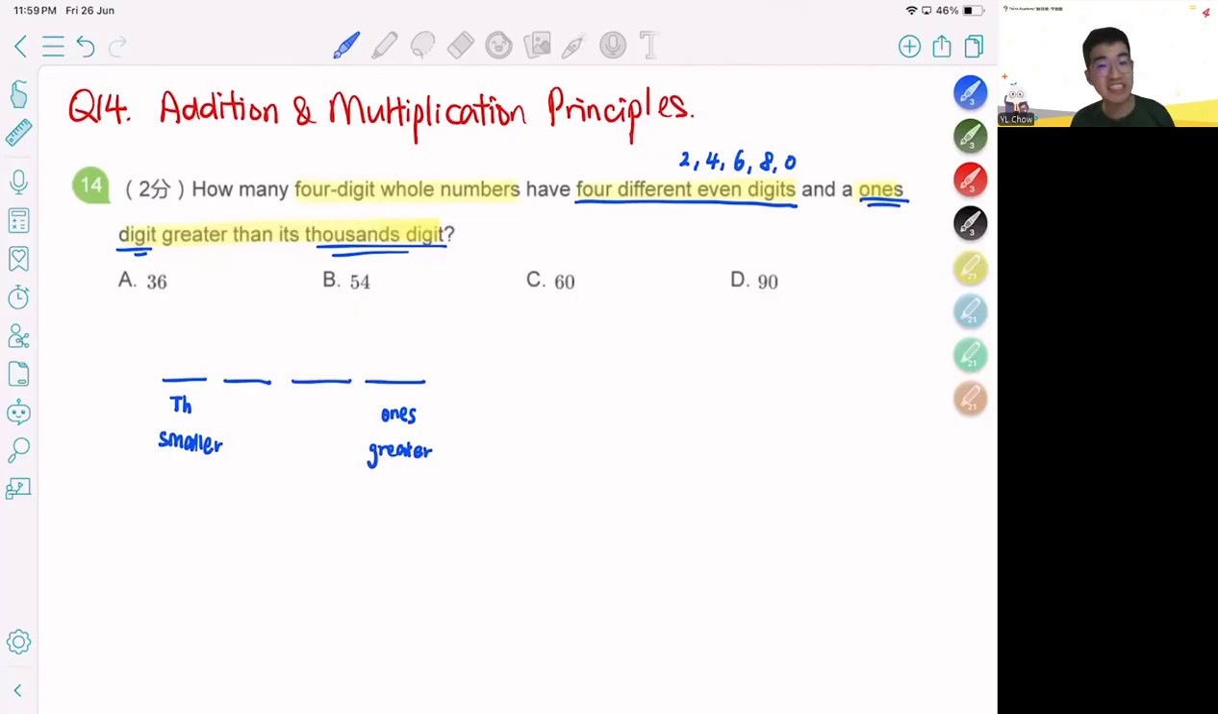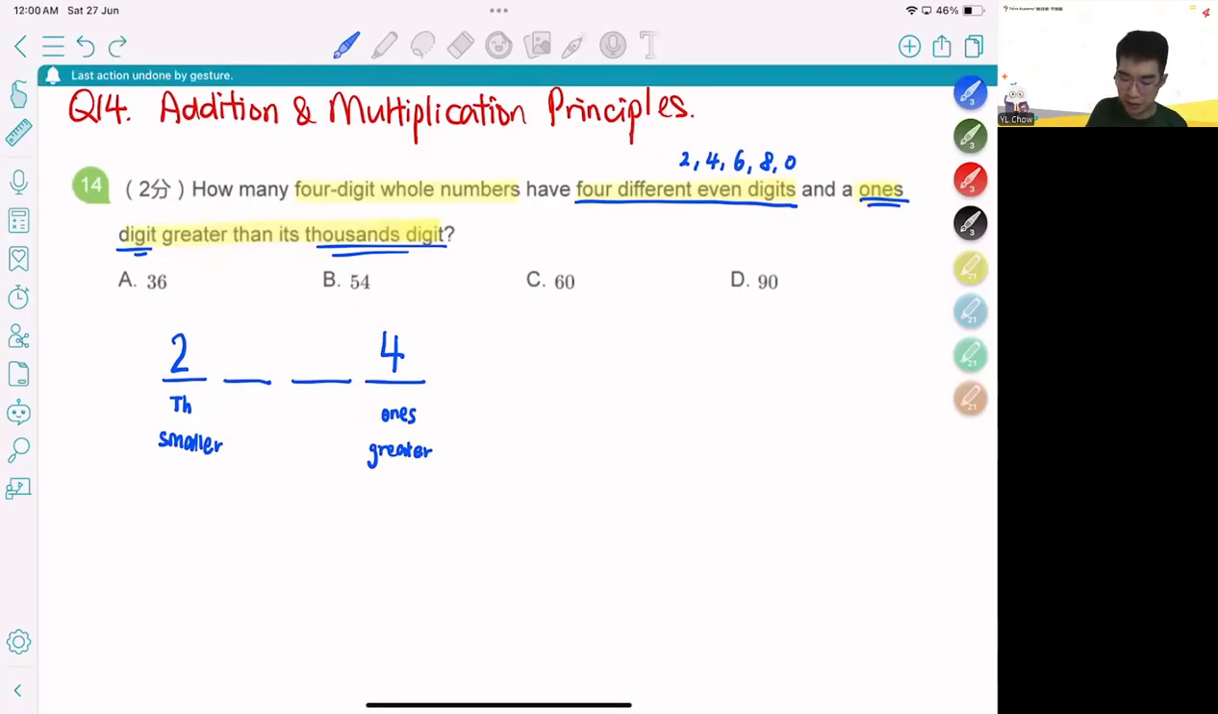Right, we can think in terms of cases. Let's say I put 2 as the thousands digit. Now, 2 has to be smaller, right? The thousands digit is smaller. So we need to choose a greater ones digit. That means maybe I can put 4 here, right? 2 as the thousands, 4 as the ones. For the remaining two digits in the middle, as long as they are even, as long as they don't repeat, I'm actually fine. I can arrange them however I want.